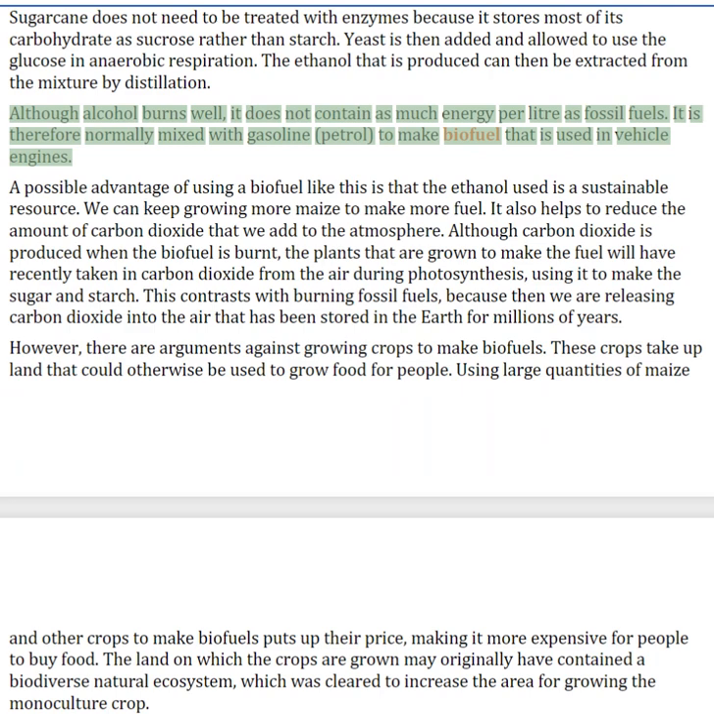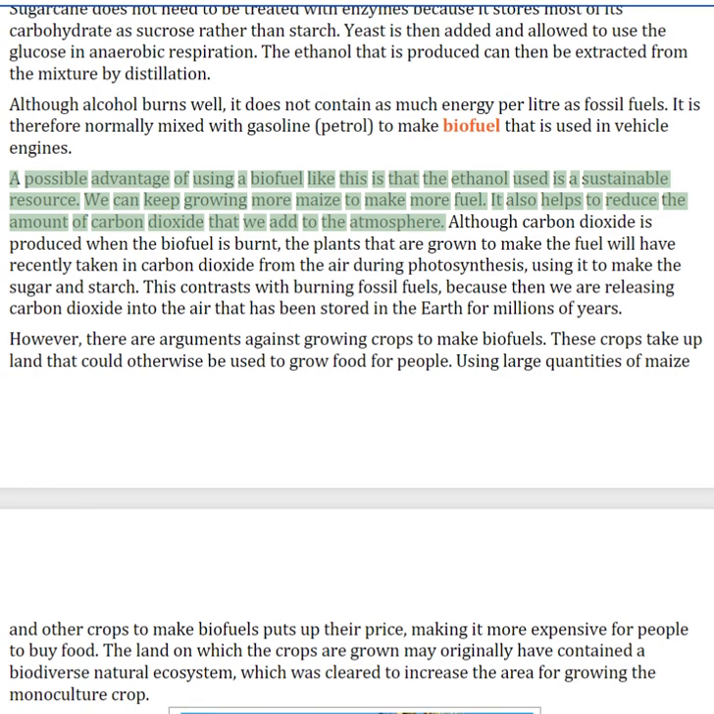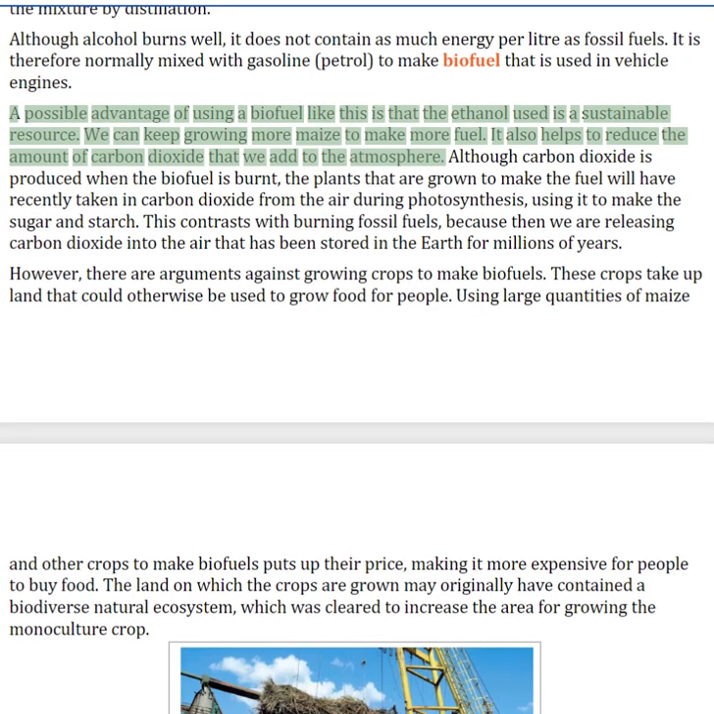Although alcohol burns well, it does not contain as much energy per liter as fossil fuels. It is therefore normally mixed with gasoline to make biofuel that is used in vehicle engines. A possible advantage of using a biofuel like this is that the ethanol used is a sustainable resource. We can keep growing more maize to make more fuel. It also helps to reduce the amount of carbon dioxide that we add to the atmosphere.